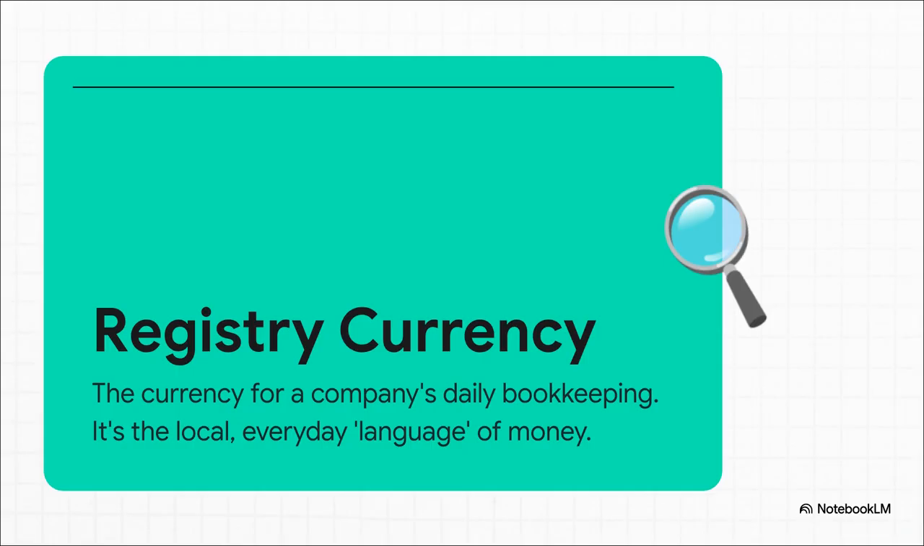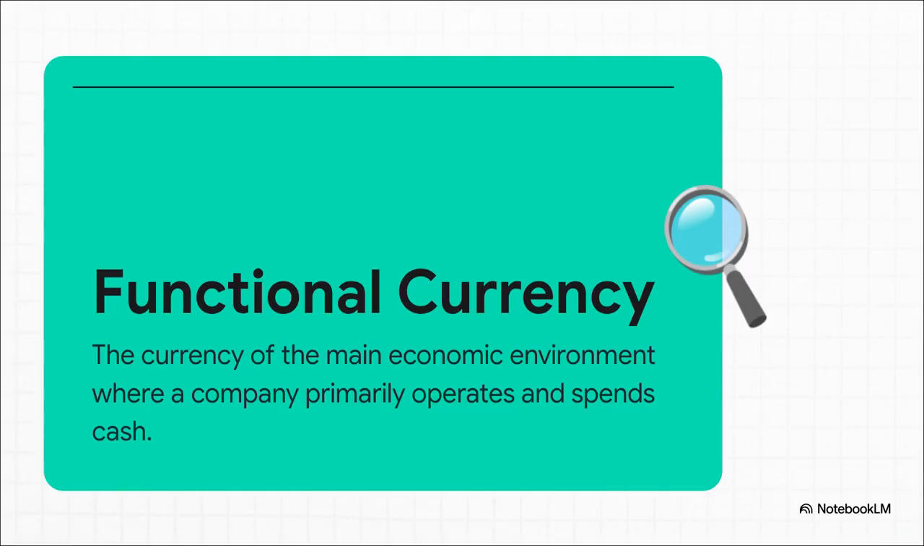It's the everyday language. Next is the functional currency, or moneda funcional. Now, this one's a little more subtle. It's the currency of the main economic environment where the business really lives and breathes. For our taco shop, that's still the Mexican peso. But what if that shop imported all its meat from the US and even set its prices in dollars? Then its functional currency could actually be the US dollar, even though it's physically in Mexico. The main takeaway here is, it's not about the address, it's about the economic DNA of the business.